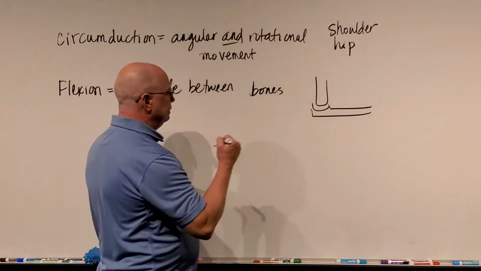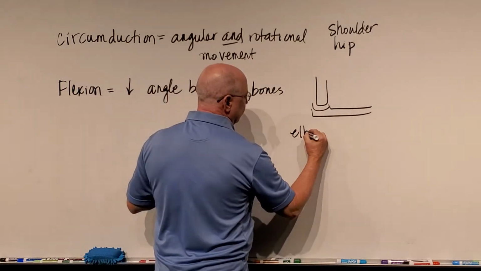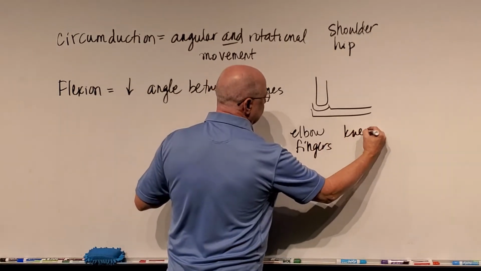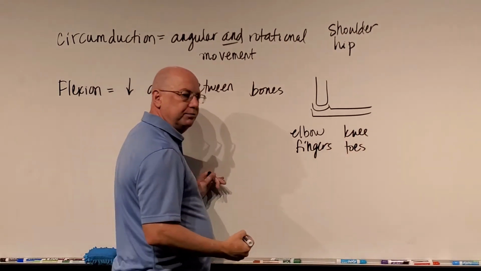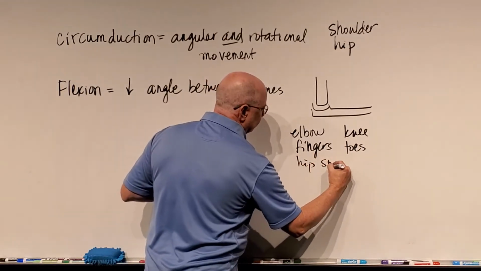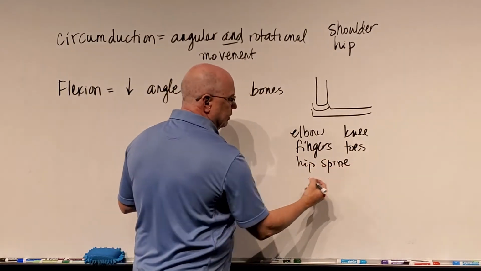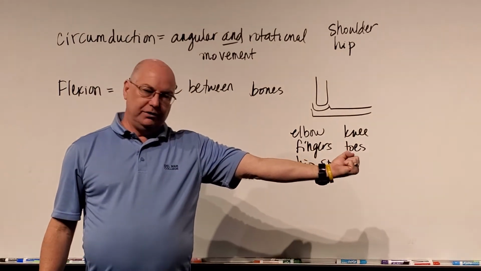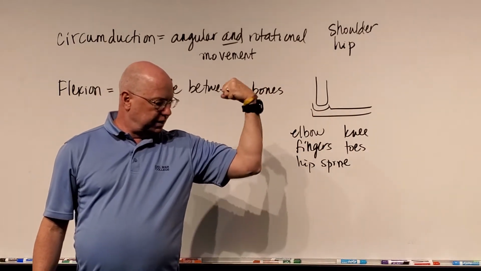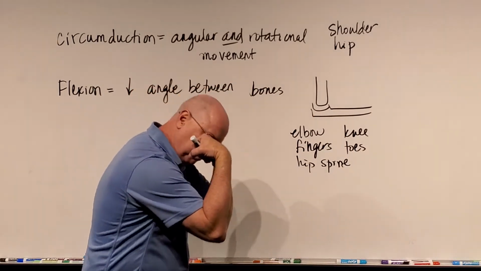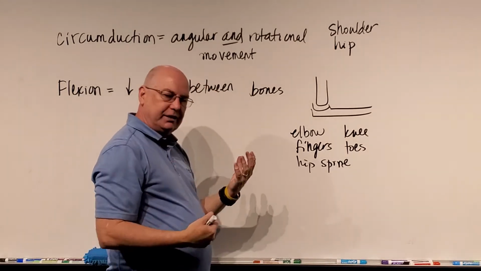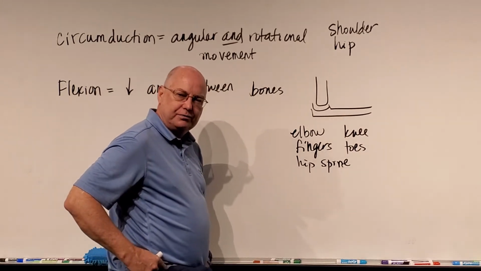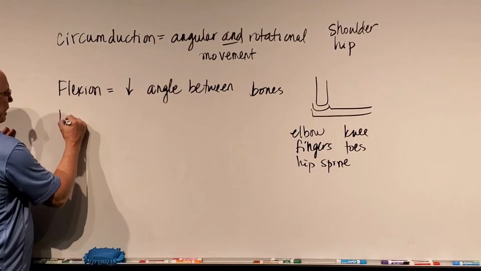We can flex. Some good examples of joints that can flex would be your elbow, your fingers, your knee, your toes, but also your hip, your spine, your wrists, your ankles. So I can flex my fingers, I can flex my wrist, I can flex my elbow. And if I start to ball up into fetal position, I would be flexing my ankles, my knees, and my hip by decreasing this angle. Okay? The opposite of that is extension.